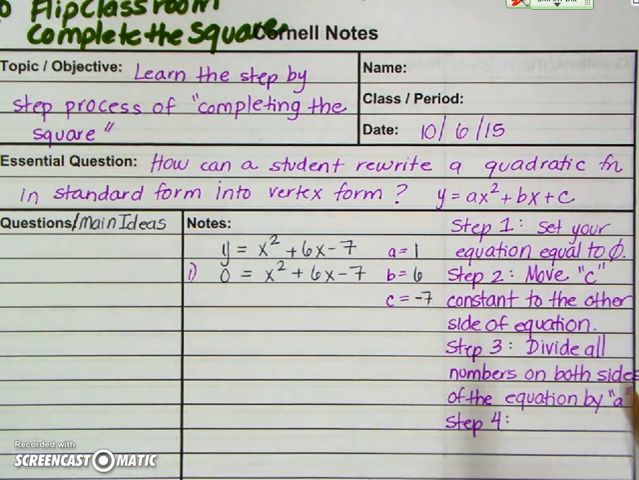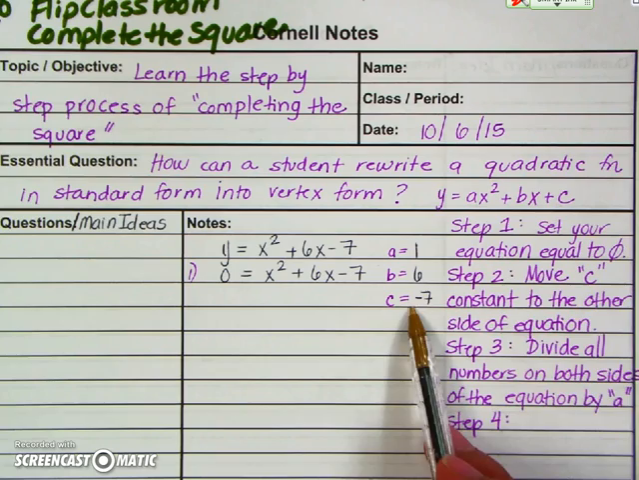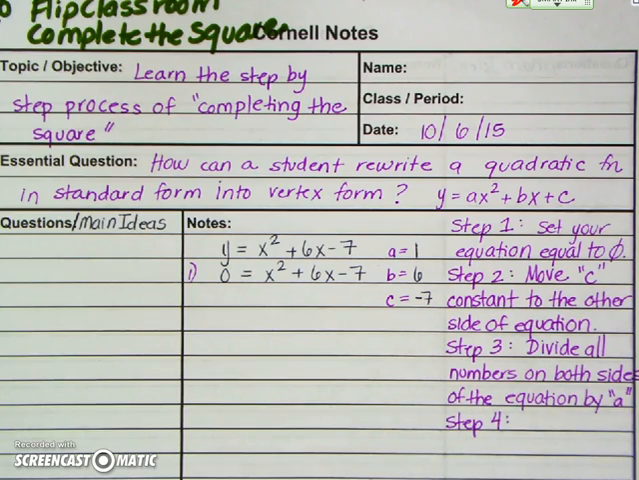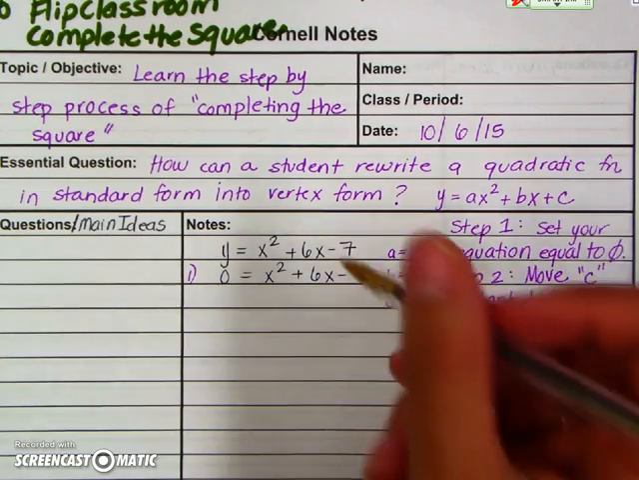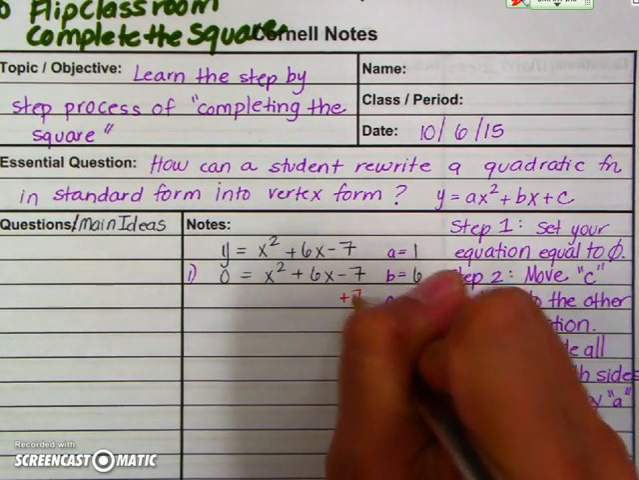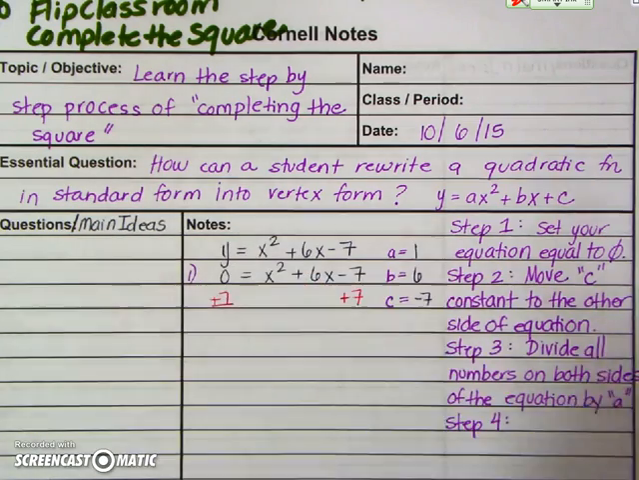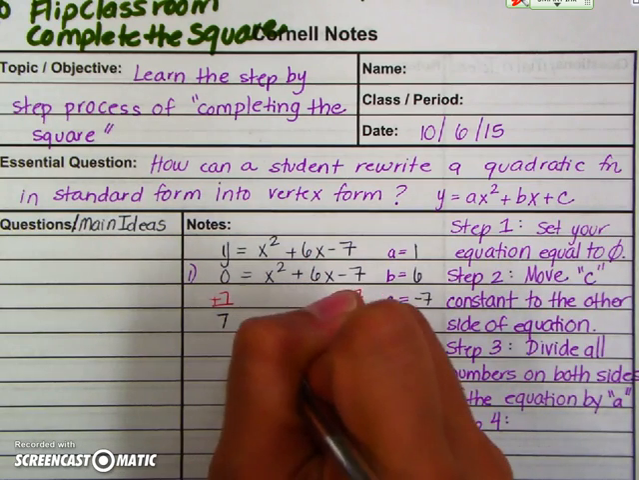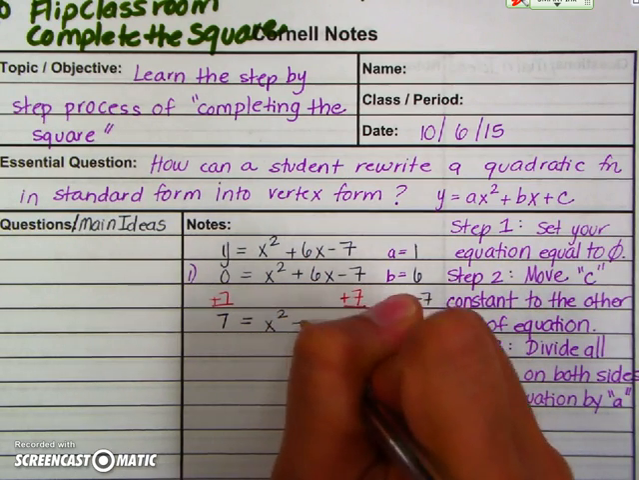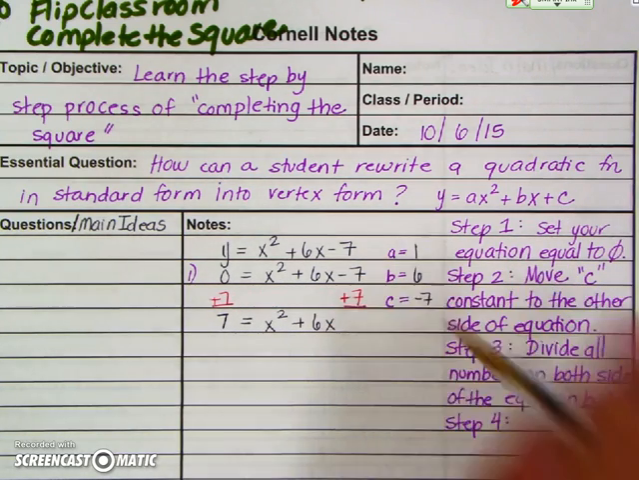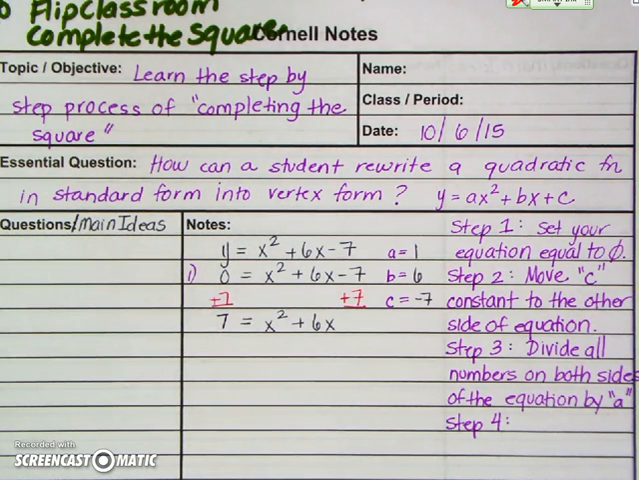Okay, so I want to move c, or -7, to the other side of the equation. And how do we do that? You're going to add 7. You're going to do the opposite of what's being done, which is adding 7 to both sides of the equal sign. So now you have 0 plus 7 is 7, is equal to x squared plus 6x. -7 plus 7, it just disappears. You're left with 0, and we don't really write 0.